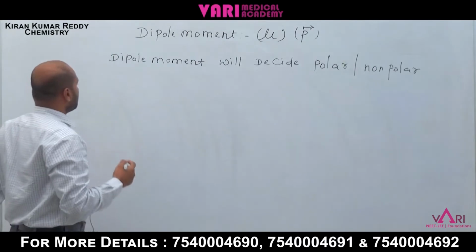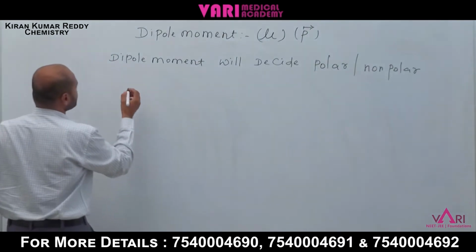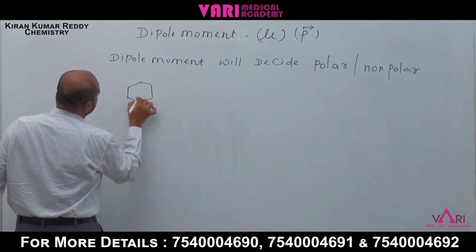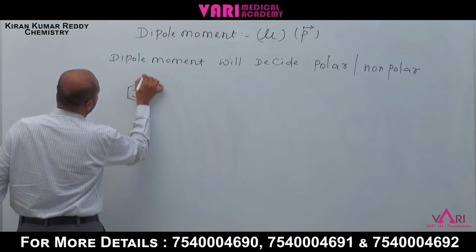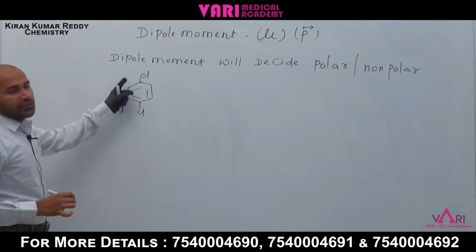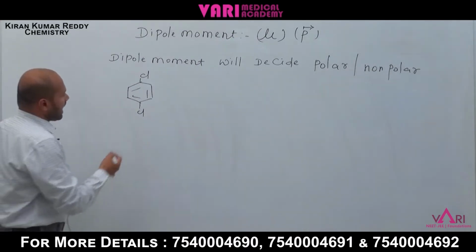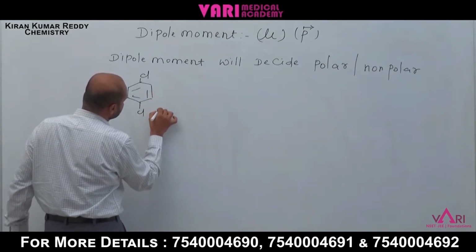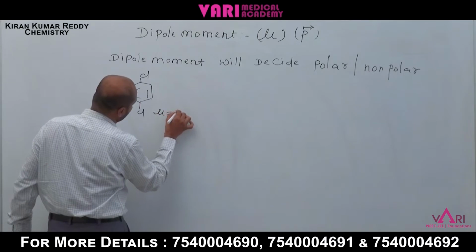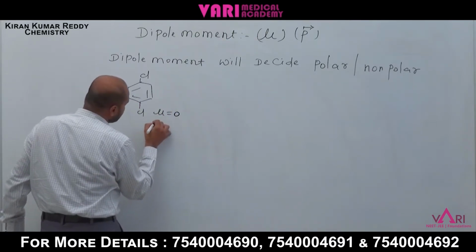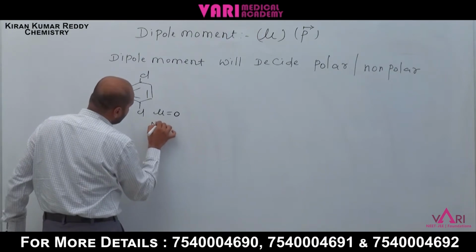For example, we can take this one. Here is benzene to dichlorobenzene. Here is para-dichlorobenzene. Here the angle is 180 degrees. Here the dipole moment is 0. Mu net is equal to 0. The molecule will be non-polar.